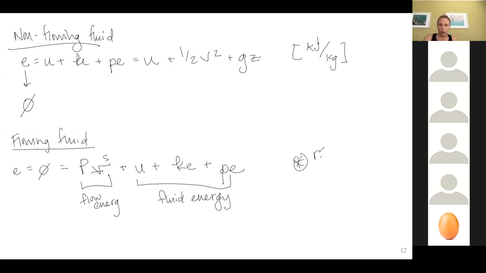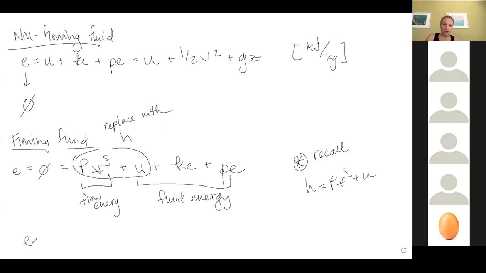And then recall that our specific enthalpy is going to be pressure times specific volume plus internal energy. So we can replace this term here with enthalpy. And our specific energy, or this theta term, becomes enthalpy plus specific kinetic energy plus specific potential energy. The units are still going to be kilojoules per kilogram.